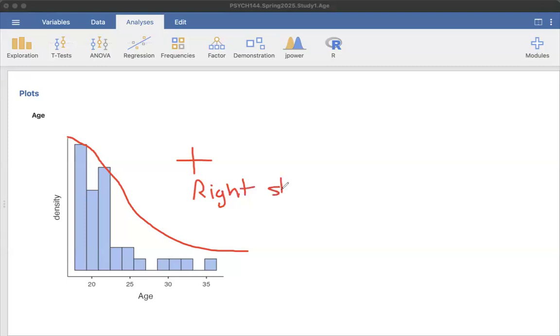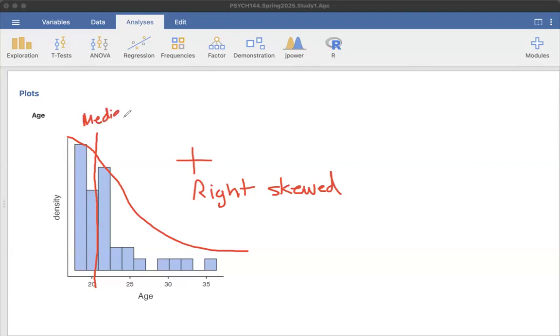And the skewness tells us that we're going to also report the median. We want to report that median that I talked about in the previous video. So this is right skewed or positively skewed. So in this case, our median value was about 20 and a half. So our median is probably somewhere around here. This would be our median.